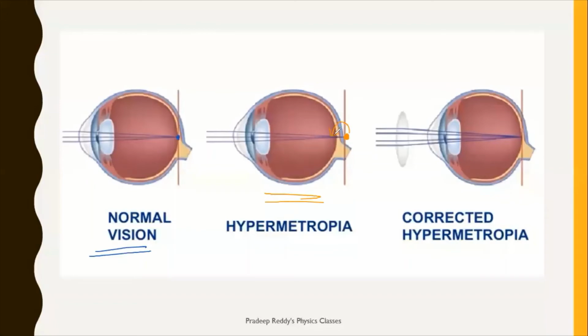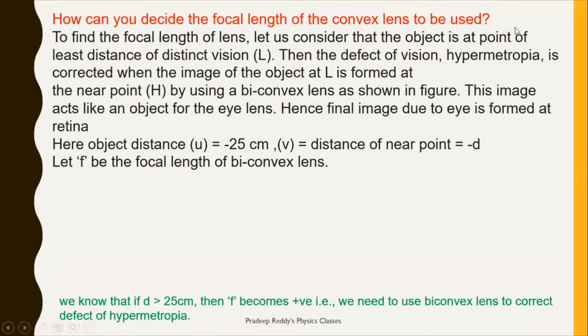In order to bring it back to the retina, you will be using a convex lens, and this is a biconvex lens. When you place a biconvex lens, it converges the light rays and forms the image exactly on the retina. That is how you can correct hypermetropia. So students, we have learned that myopia can be corrected by using a biconcave lens. In case of hypermetropia, you can use a biconvex lens to correct the defect.